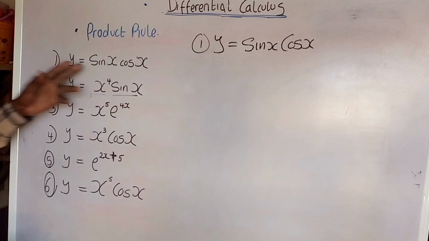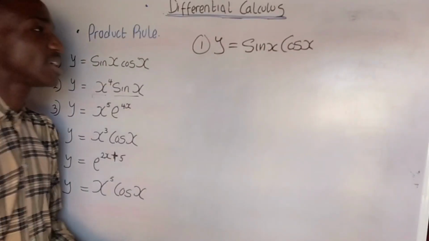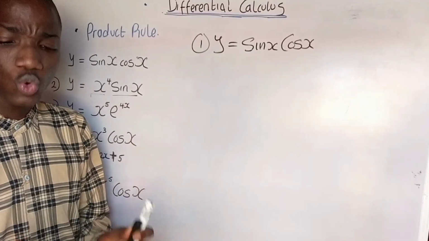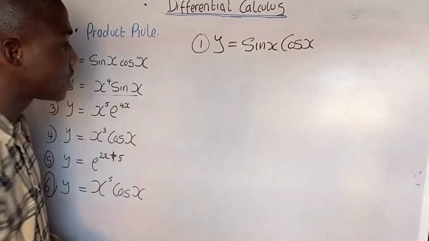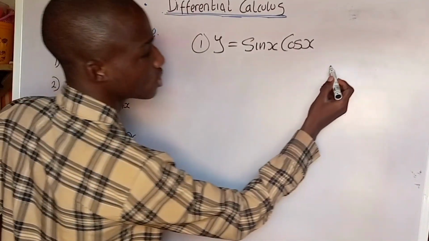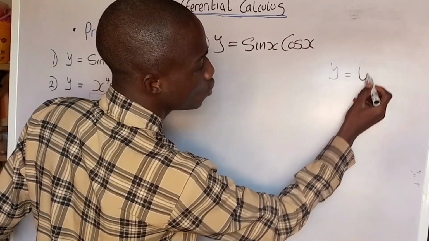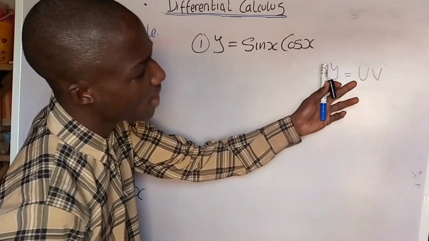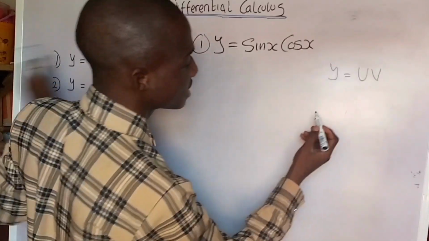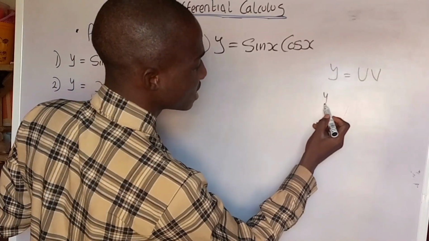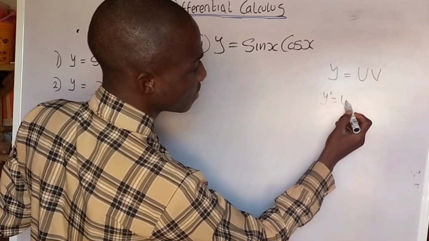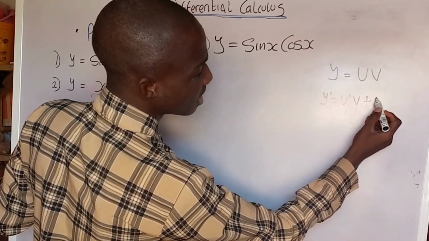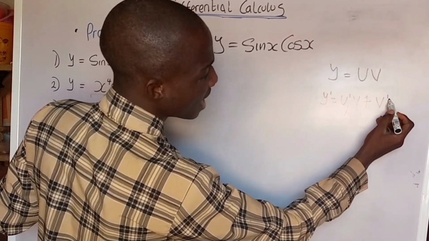We have question 1, y is equal to sine x cos x. Now the first thing to do is to identify your u and v. Don't forget that if you are given a function such as y is equal to uv, the first thing is to identify your u and v. The derivative of this function is given by the derivative of y is equal to the derivative of u multiplied by v plus the derivative of v multiplied by u.